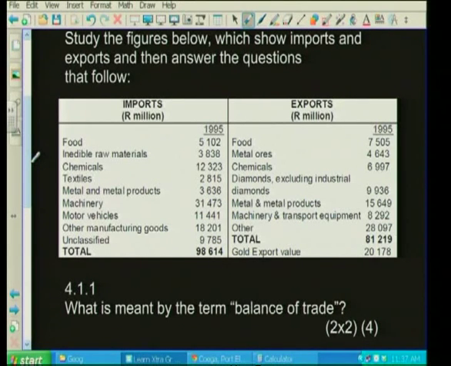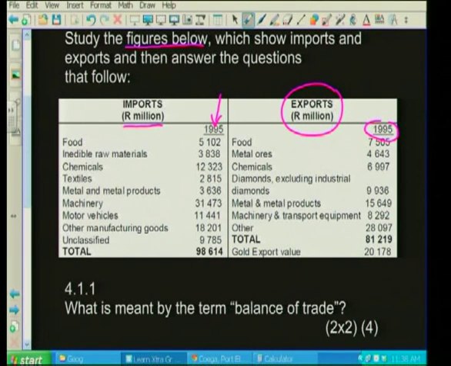If we have a look at question 4 here, this is exactly the scenario I'm just describing. Again, we are given a figure. Study the figures below. This is a table of numbers which shows the imports and the exports, and then answer the questions that follow. So in millions of rands per year, this is all the stuff we imported and how much of it we imported in a particular year, which is in this case 1995. On the other side of the table, this is how much money we made on all the stuff we exported or sold in millions of rands in that one particular year, 1995.